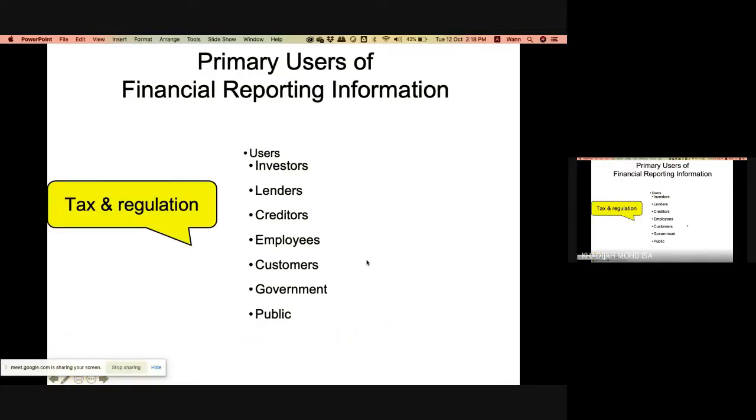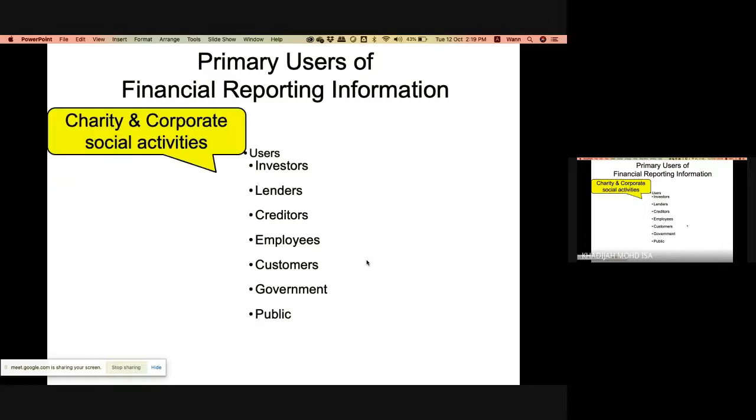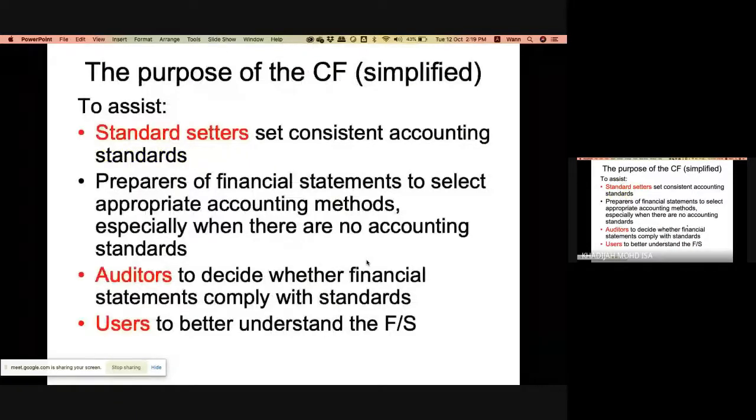Government, tax and regulation. Of course, they are interested to know from the financial statement how much the tax liability is and how to regulate, in order to make sure that people pay tax. And we also have charity and corporate social activities. So these are the purposes of the CF.